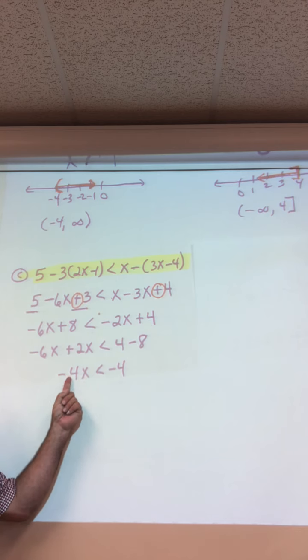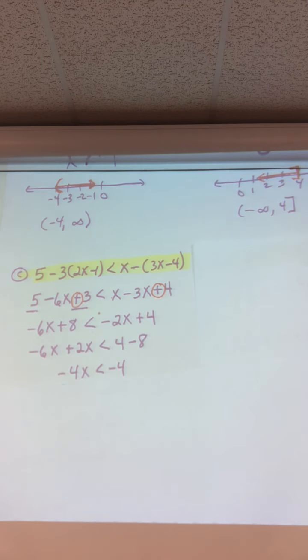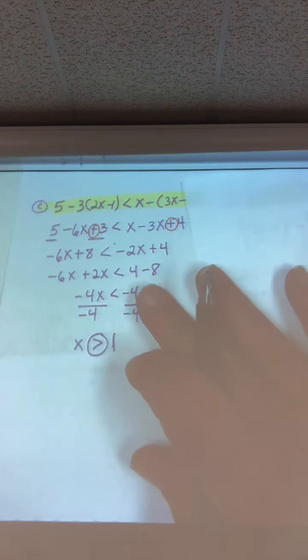Divide by the coefficient of x. Notice again, I got the x on the left side, because if I get it on the right, I'm more apt to graph it backwards. So divide both sides by negative 4. But since I'm dividing by negative 4, I have to flip the symbol.